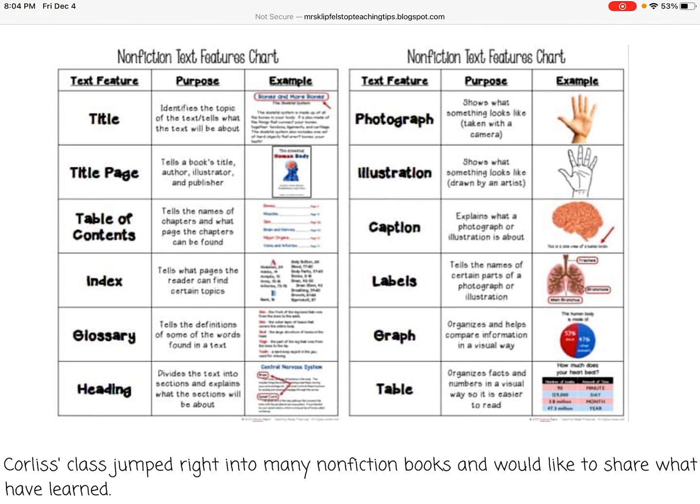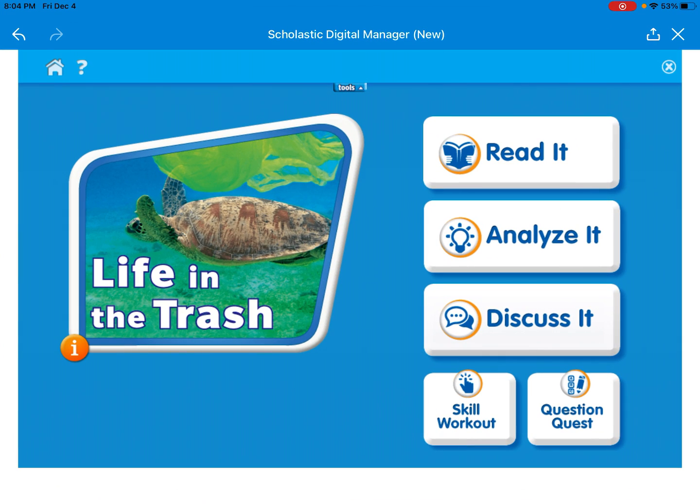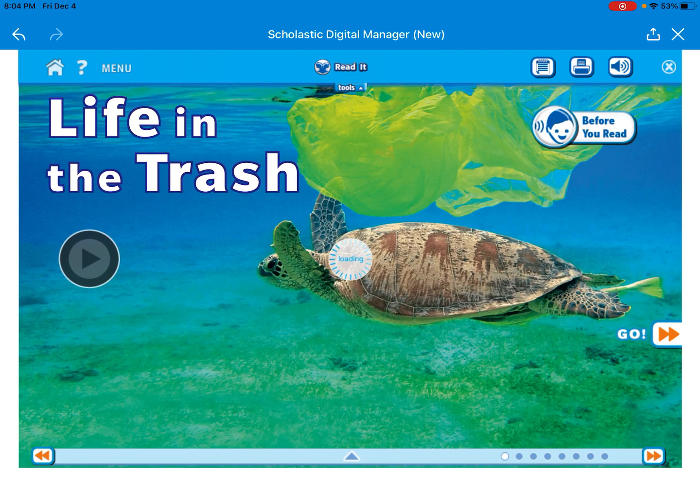So I've gone over very quickly a lot of these. A lot of these you're very familiar with. But now I'm going to use them in a text and see how they help me understand the text better. So in this case, I'm looking at a story called Life in the Trash.